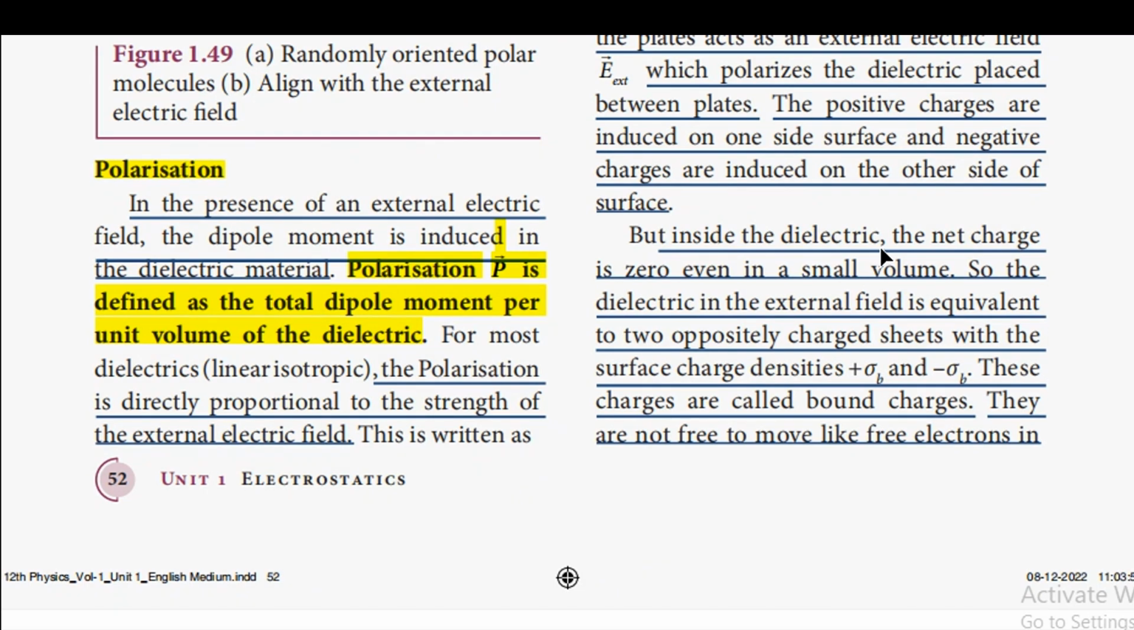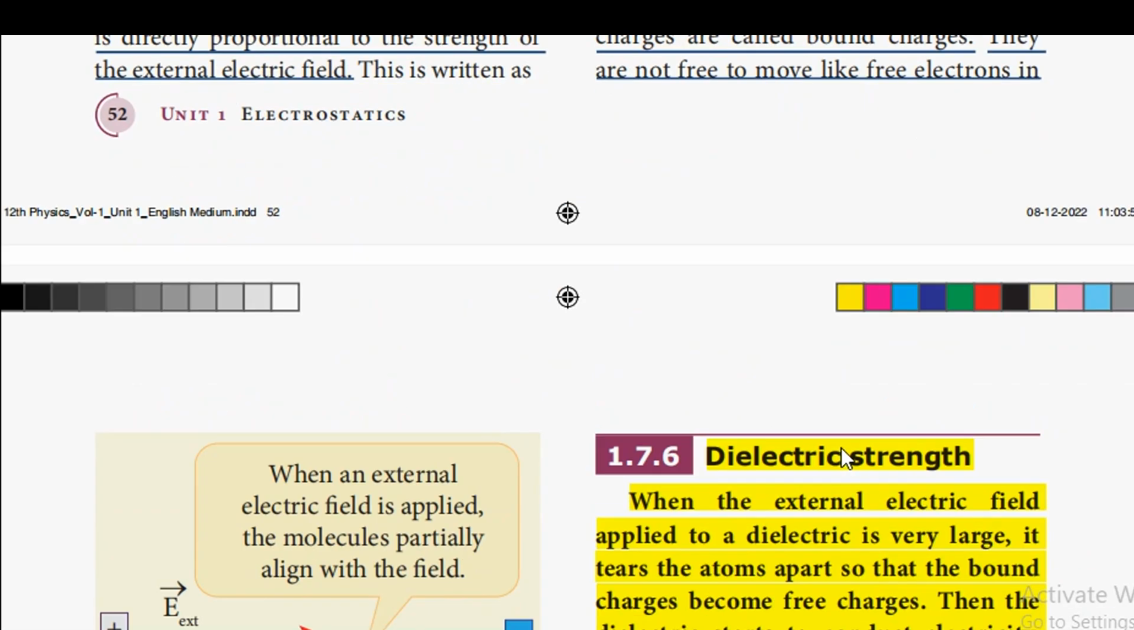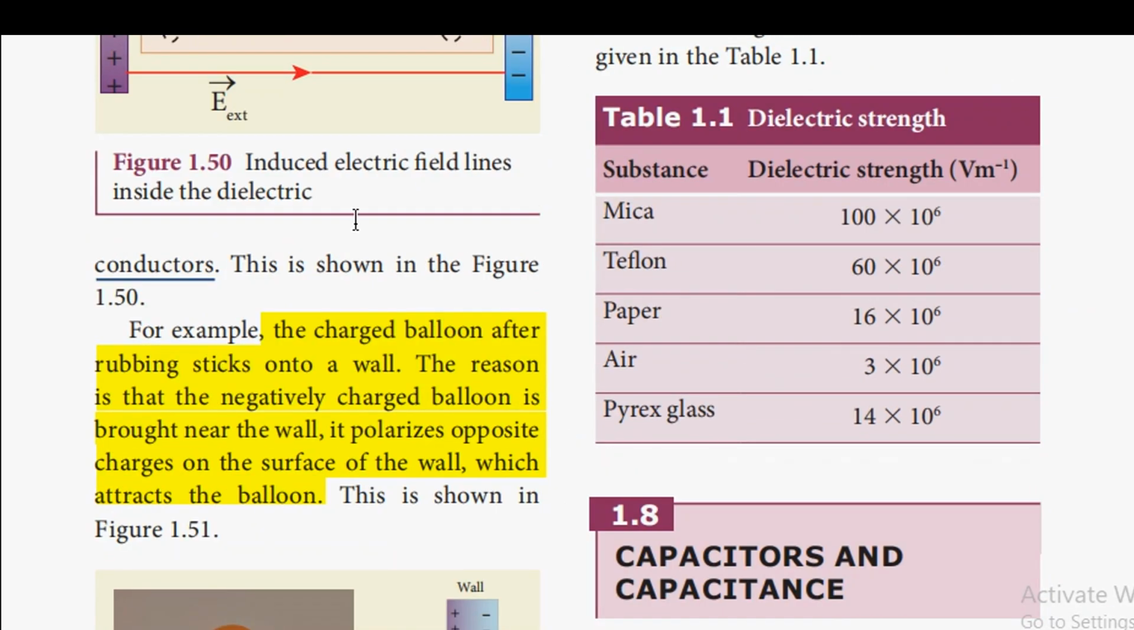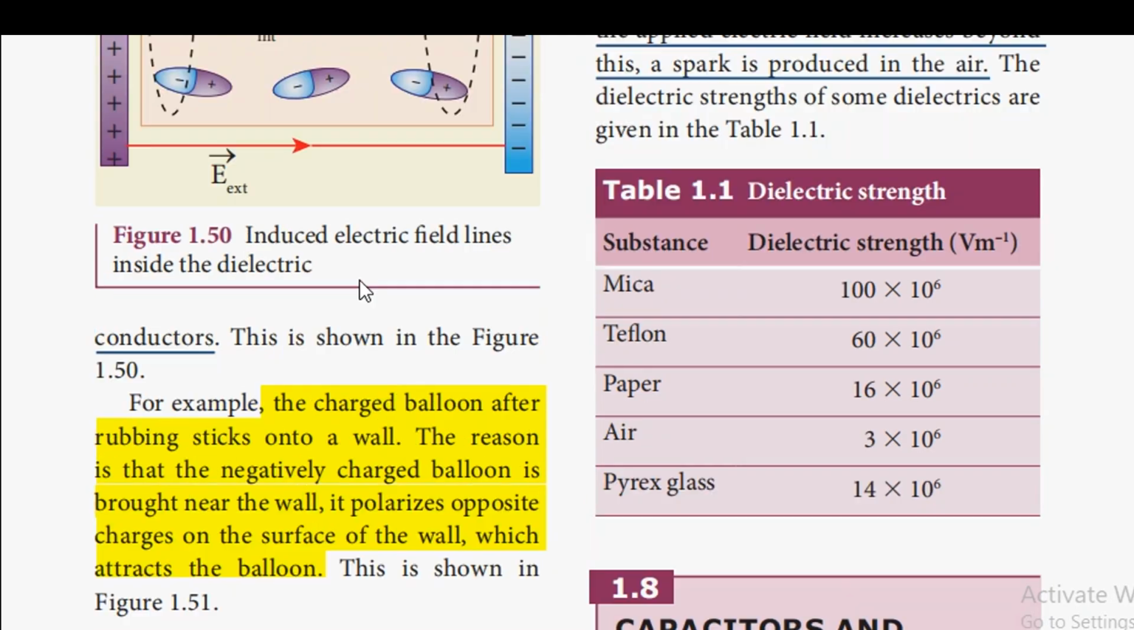But inside the dielectric, the net charge is zero even in a small volume. So the dielectric in the external field is equivalent to two oppositely charged sheets with the surface charge densities plus sigma b and minus sigma b. These charges are called bound charges. They are not free to move like free electrons in conductors, and that is shown in this figure.